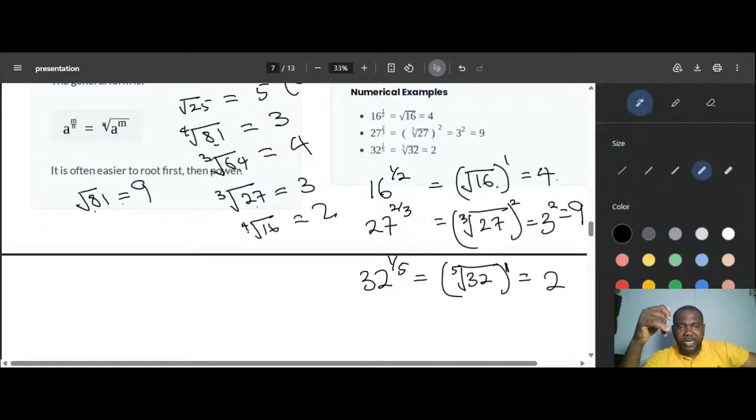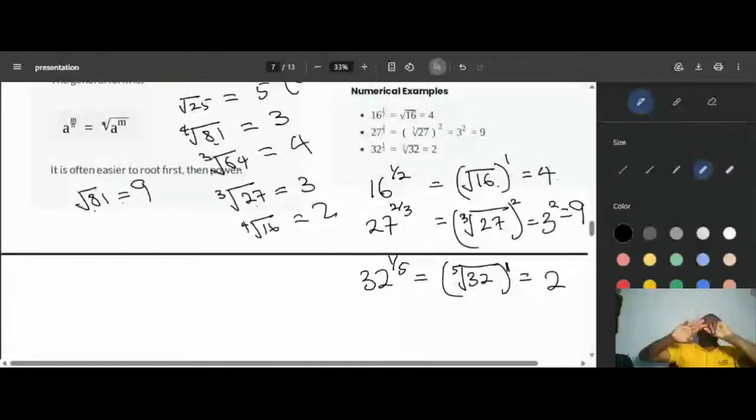Okay, now the reason why the fifth root of 32 is 2 is because 2 will multiply itself 5 times to get 32. 2 times 2 is 4. 4 times 2 is 8. 8 times 2 is 16. 16 times 2 is 32. Do you understand? Cube root of 27 is 3 because 3 times 3 is 9, 9 times 3 is 27, itself 3 times to get 27. So that's how you know roots.